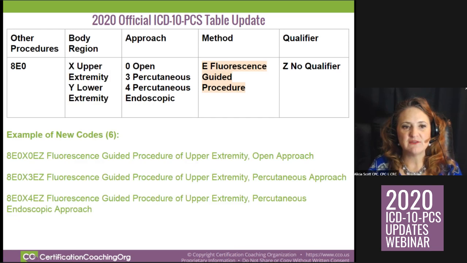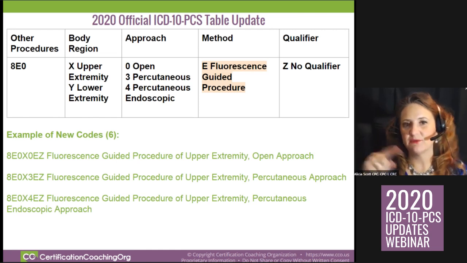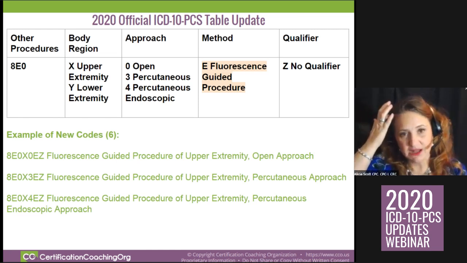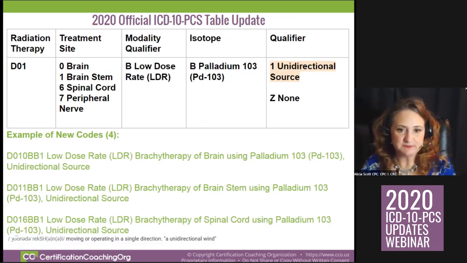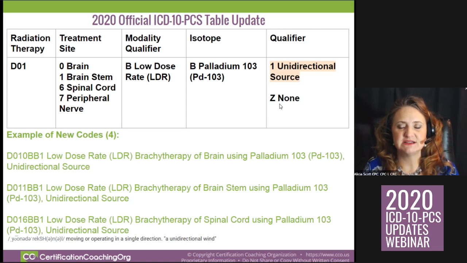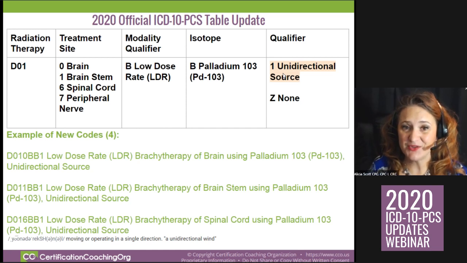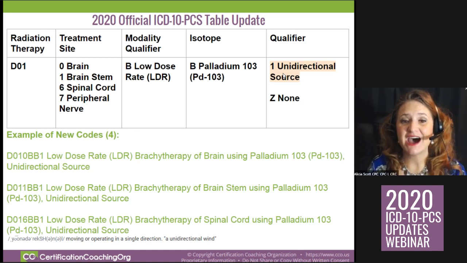But now we've got 4 new codes for low dose rate, LDR, brachytherapy. Remember, we had some guidelines that changed with brachytherapy, and I told you that we were going to be using those in here. And now they're showing up. Before we had Z as a qualifier, none. Now we have what we call unidirectional source. I know that's how you pronounce it because I took time to ask my children. I said, do you know how you pronounce this word and what this means?